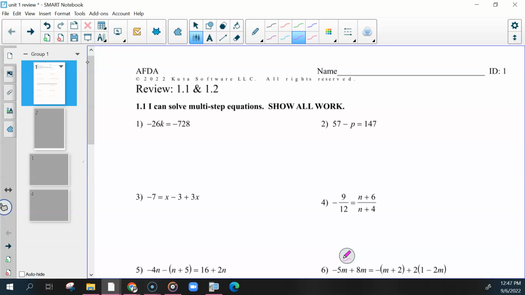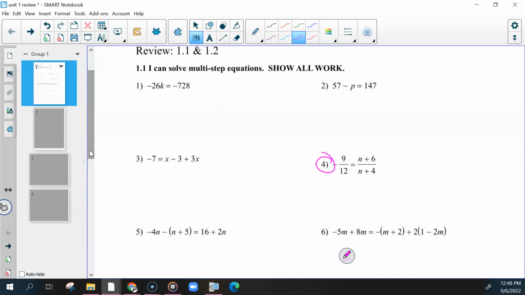If you need another copy of the review, they're in the teal crate in the Unit 1 folder towards the end. This one's the review. That one was practice. Number 4. We'll start there, and as you have other questions, you can let me know.